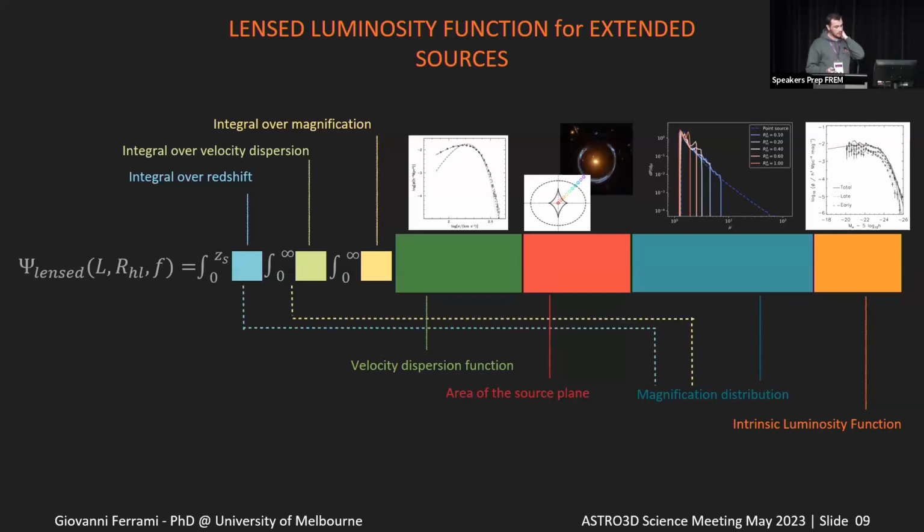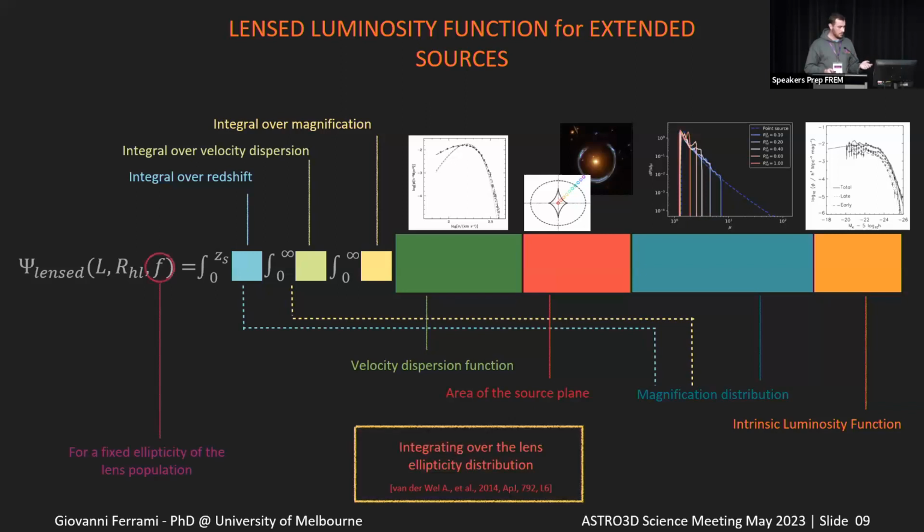Now there is some problem that arises because you cannot separate the two integrals from each other anymore, because now the magnification, the demagnification distribution, is a function of the lens redshift and the velocity dispersion of the lens to scale it to the source plane. But let's say we can do that, and it's also a function of the ellipticity of the lens, but we can integrate over the ellipticity that we see in the sky.